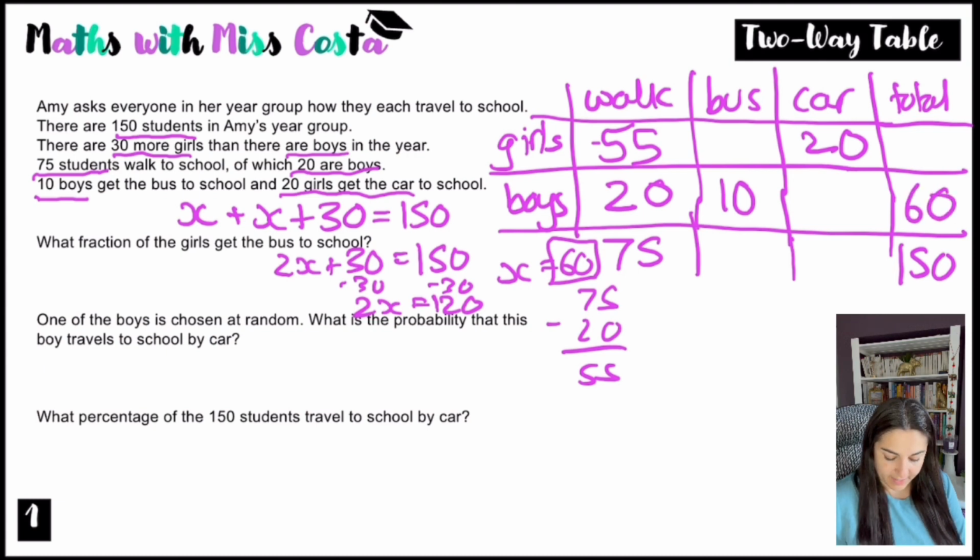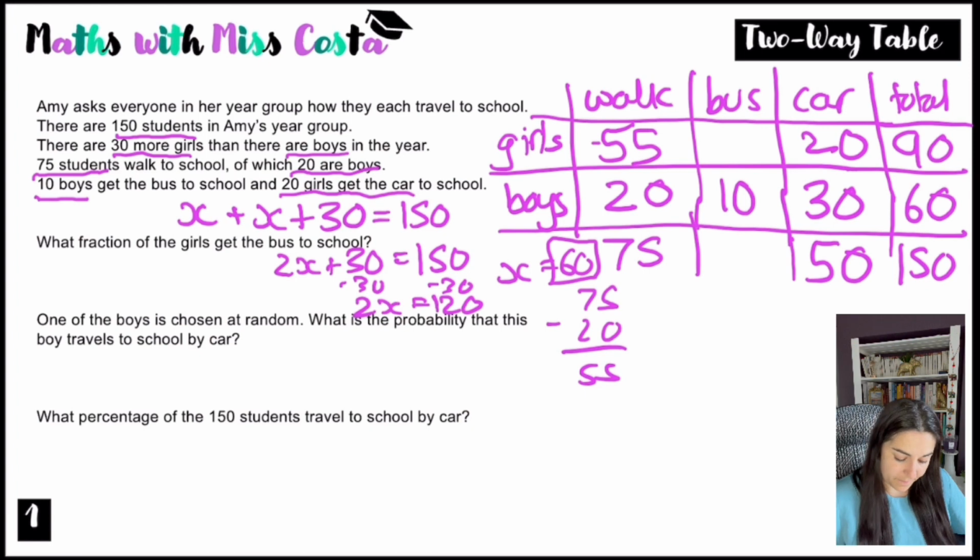So I can fill that in here. If I know there are 60 boys, 150 take 60 is 90. So I know there are 90 girls in total. Now I can use this to fill in the rest of the table. So the boys must total 60. 20 plus 10 is 30. Plus another 30 would give me 60. There are 20 girls that take a car. 30 boys that take a car. So in total that must be 50.